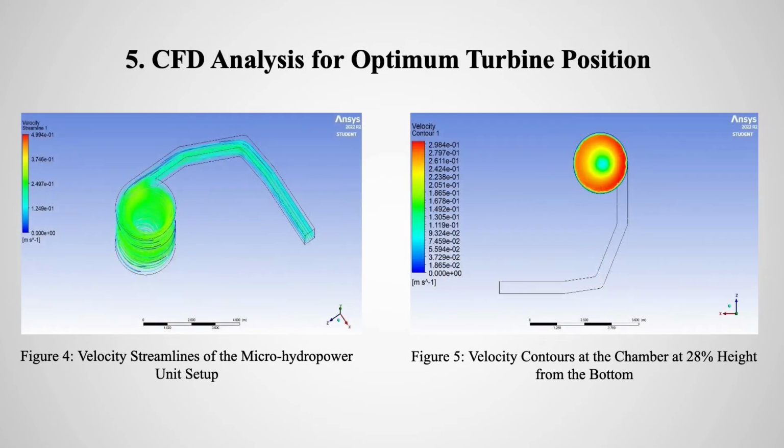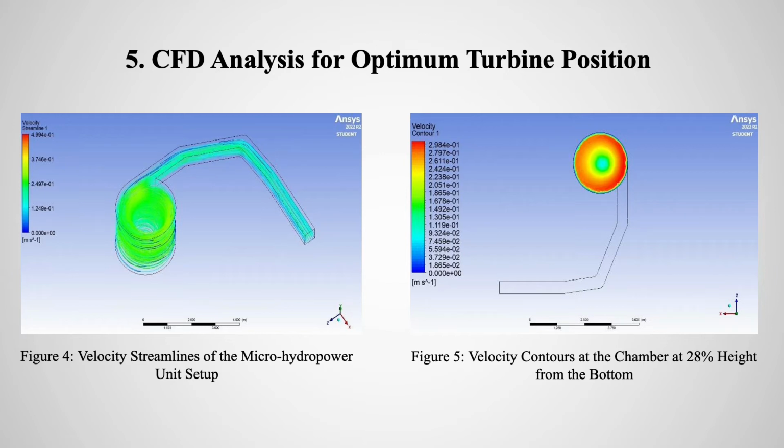For verifying the optimum position for the vortex turbine installation, an investigation has been carried out with the help of ANSYS Fluent CFD simulation by giving necessary boundary conditions. Figure 4 shows the velocity streamlines of the vortex formation within the microhydropower system, and Figure 5 shows the velocity contours of the vortex formation.